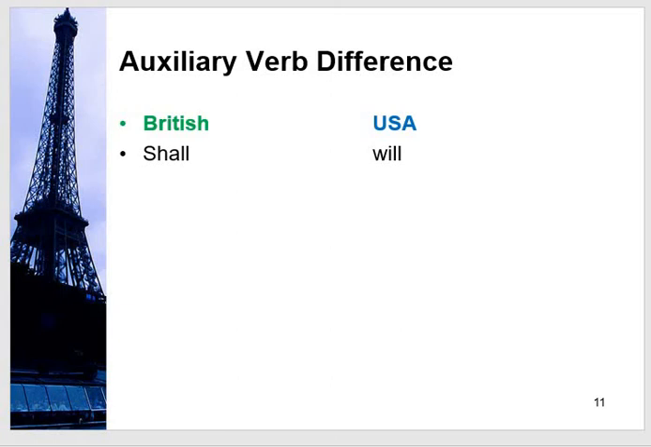Americans have removed this difference. They use will in all future tenses. They don't use shall in future tense. In this way, they again created ease for the language learners.